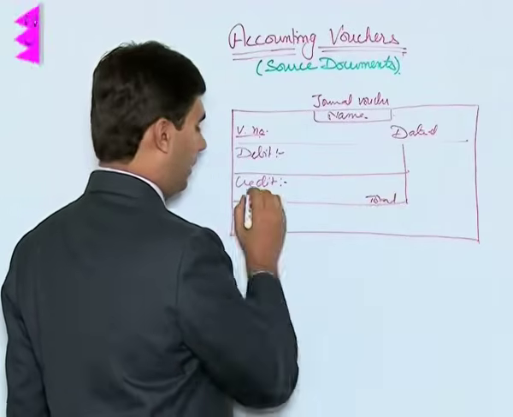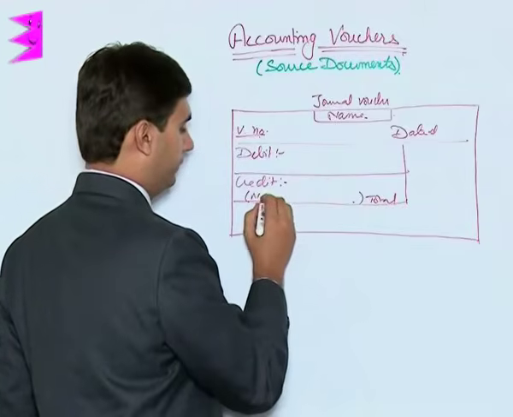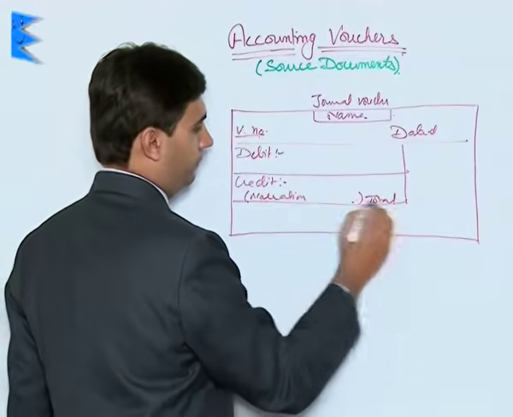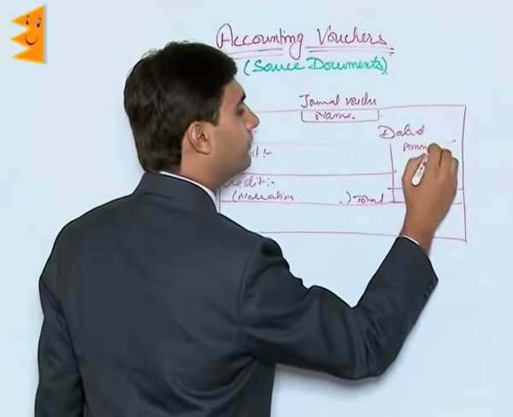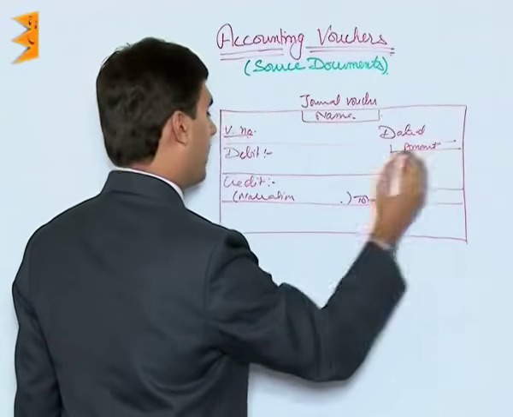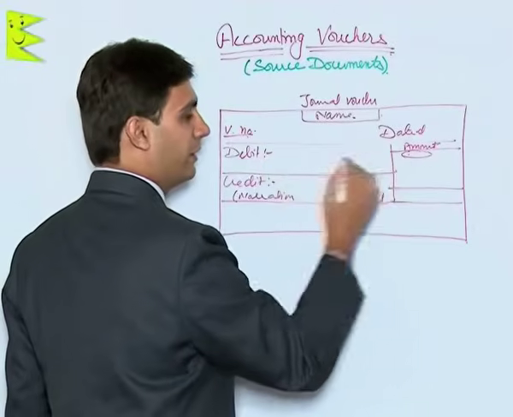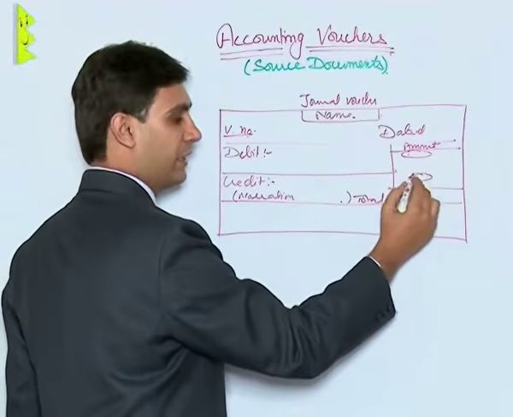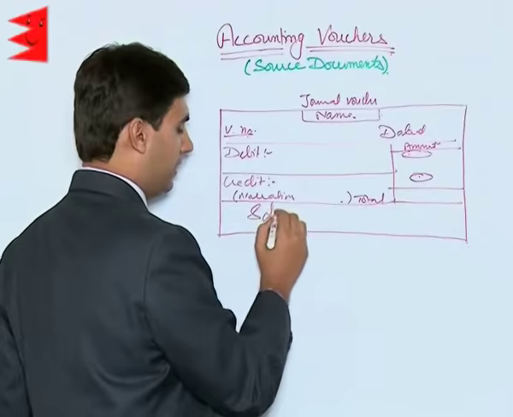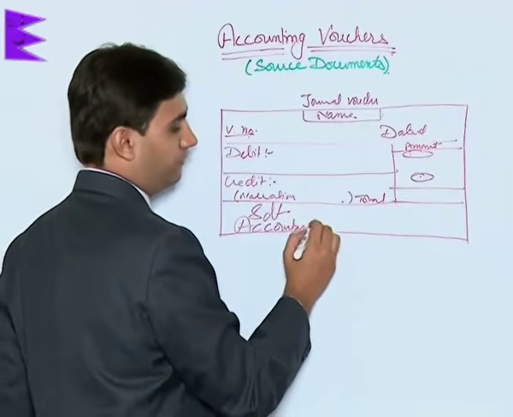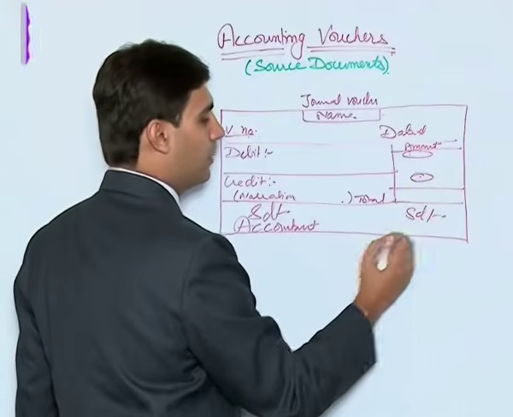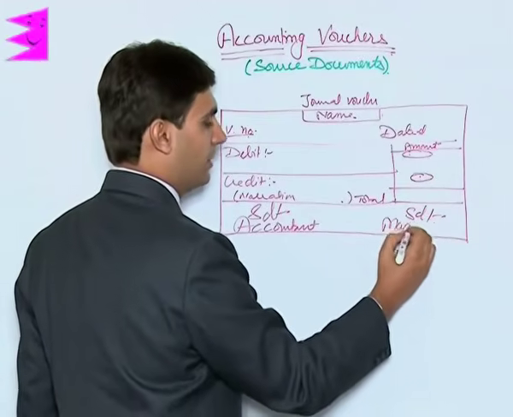There is a total narration here. The amount. The amount to be debited in front of debit, the amount to be credited in front of credit, and lastly it must be duly signed by the accountant and must be countersigned by some senior manager or senior functionary.